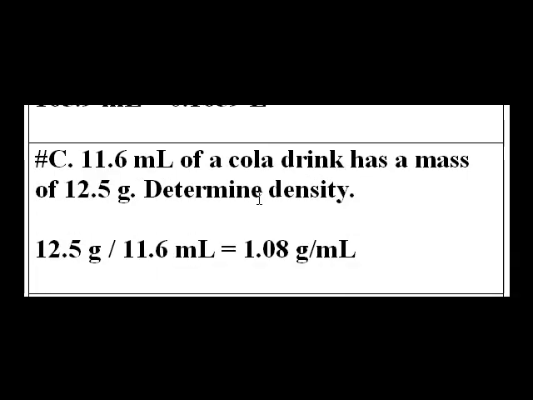Okay, next example: 11.6 milliliters of cola drink has a mass of 12.5 grams. Determine the density. Dividing the two numbers yields 1.08 grams per milliliter. Well, the two numbers I start out with each have 3 significant figures. That means that the result also has to have 3 significant figures, including that sandwiched 0. That's a justification for it being significant.